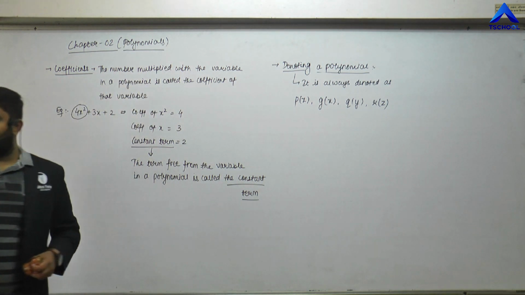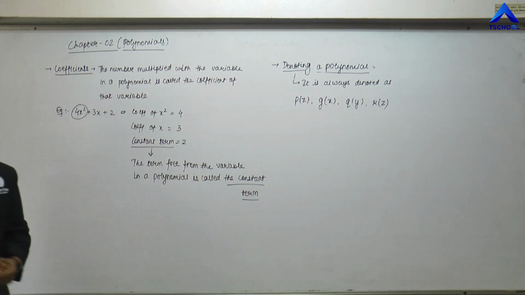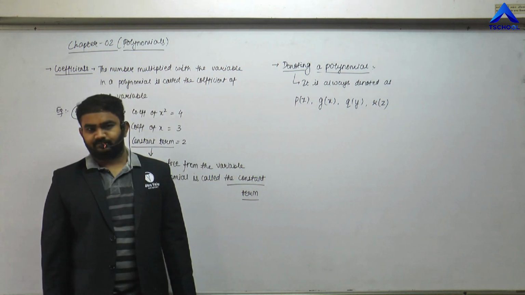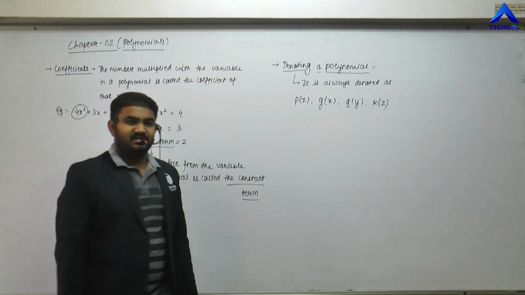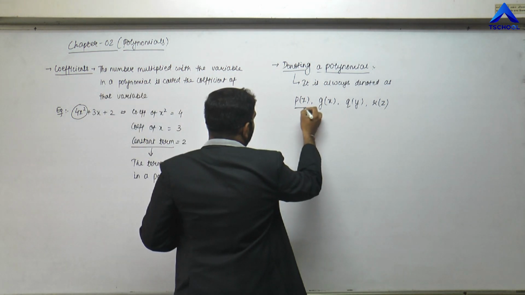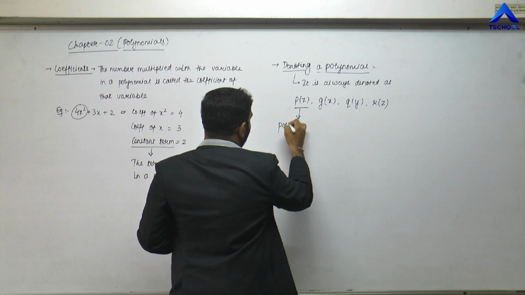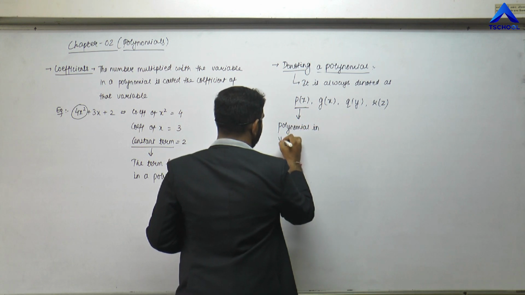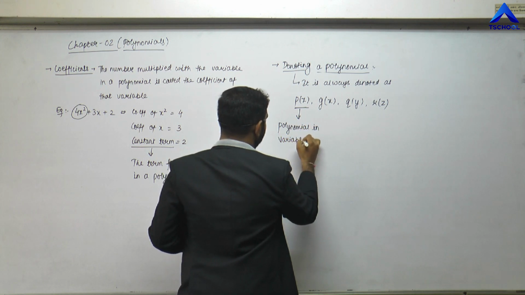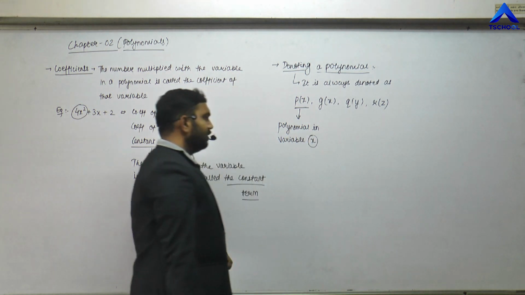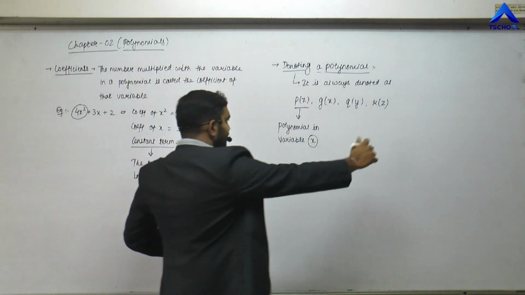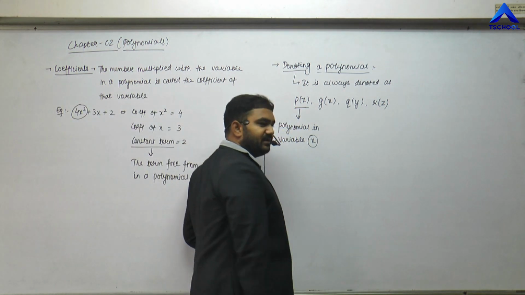The alphabets that are being written inside the brackets are the variables of the polynomial, right? So what does this simply mean? P of x simply means it is a polynomial in variable x. This g of x simply means this is a polynomial in variable x.